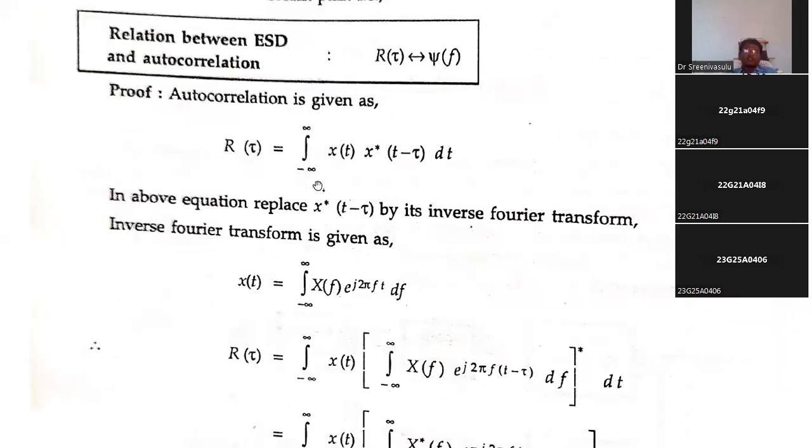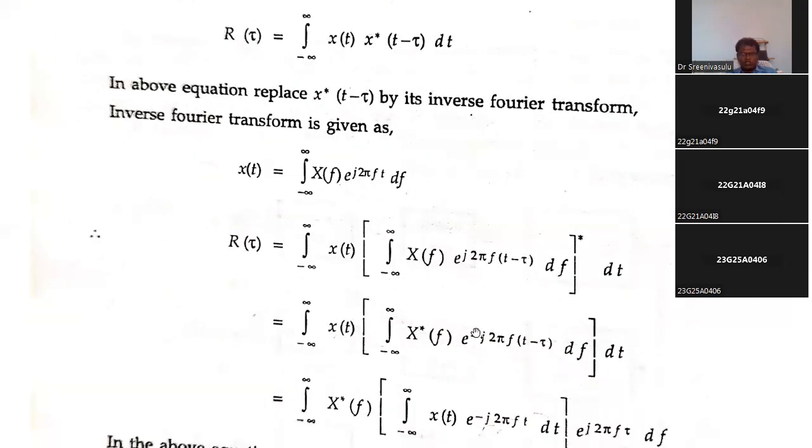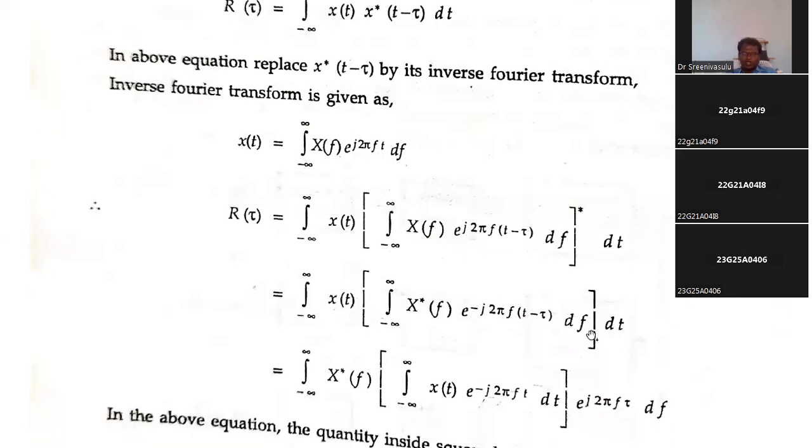What is the R of tau formula? Integral from minus infinity to infinity of x of t into x complex conjugate of t minus tau into dt. It is the original signal, which is going to be shifted, whether delayed or advanced, and complex conjugated. Now, if you want to write x of t in terms of frequency, it is the integral from minus infinity to infinity of X of f e power j 2 pi f t into df. Okay. Now you write the integral of x of t, instead of this, the integral of X of f e power j, and wherever you have a t, t is going to be replaced with t minus tau, and then the whole complex conjugate. Now if you apply this complex conjugate, here it is a complex conjugate of X of f, here it is a plus, we are going to get a minus, and then you separate these terms.